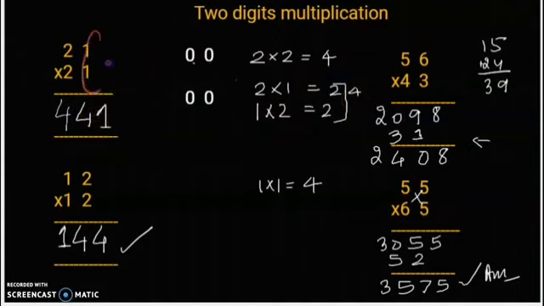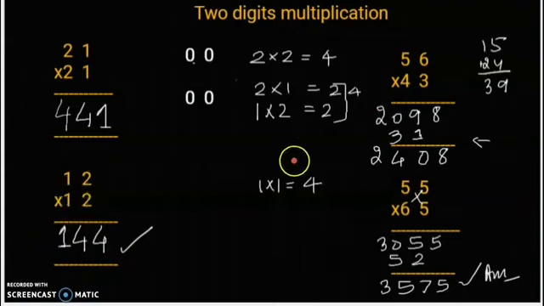Going by the same rule, we will do the next question. 1 times 1 is 1. 1 times 2 is 2 and 2 times 1 is 2. So 2 plus 2 is 4 and finally 2 times 2 is 4. So our answer is 144.